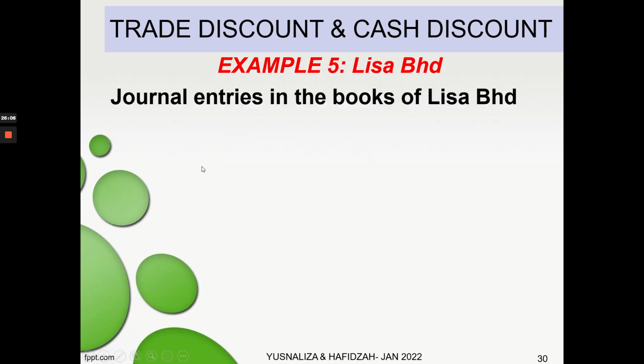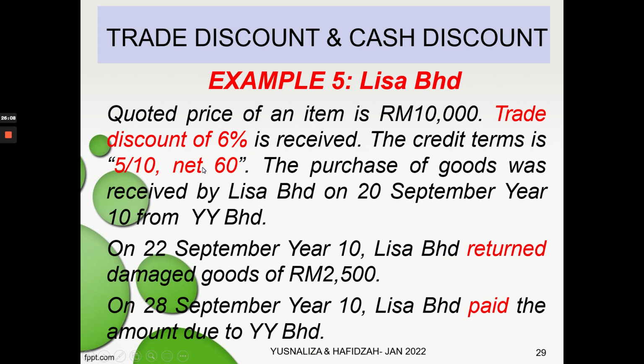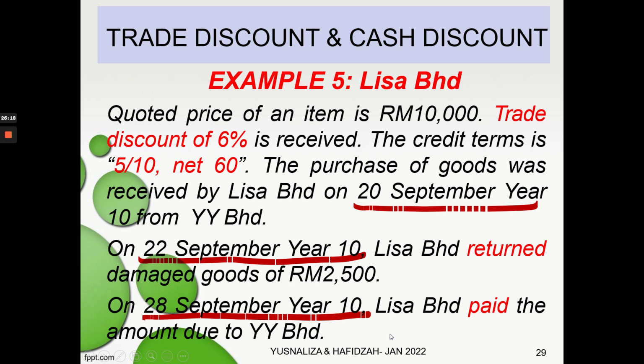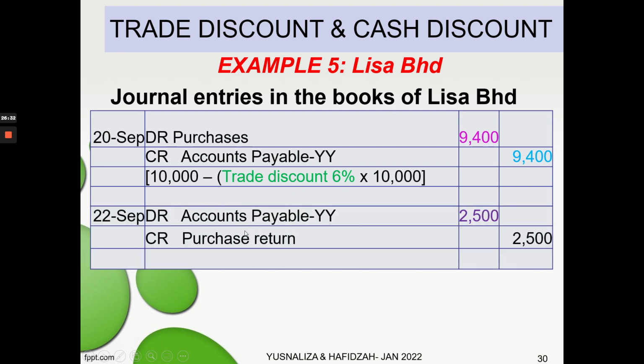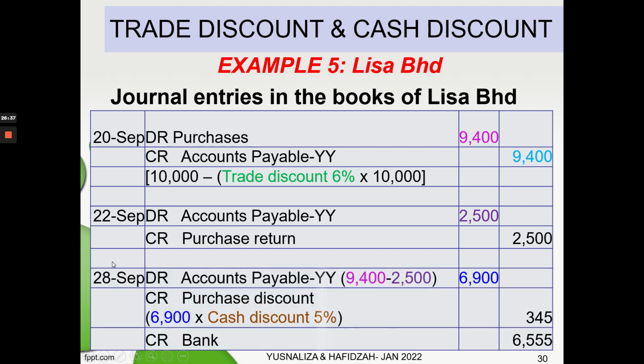So let's look at the journal entry. There were different dates there. Take note of the 20th September, 22nd September, and 28th September. So there are 3 dates that you may have to record in terms of the journal. The first one is to record the purchase, deducted with the trade discount, so you will get 9,400. The second one is to record the purchase return of 2,005, on 22nd September, and the third one is to record the payment that was made to the supplier.